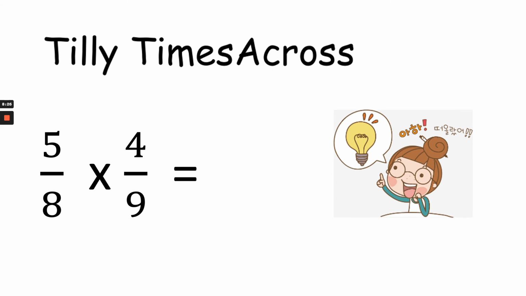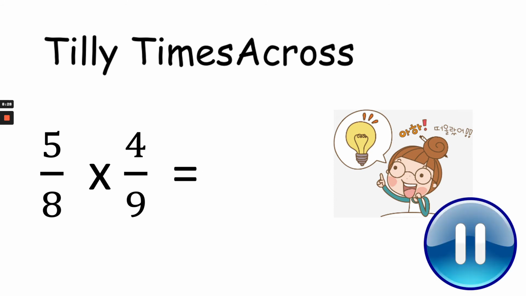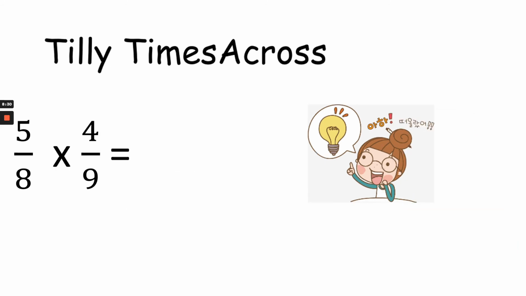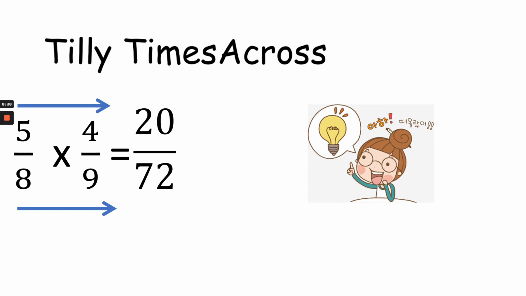Tilly Times Across. Pause your video and times these fractions. All right, let's have a look. We're going to times across, timesing my numerators and then timesing the denominators to give me 20 72nds. But notice they both have a highest common factor of 4, so they can be simplified to 5/18. Well done if you spotted that one, Year 6.